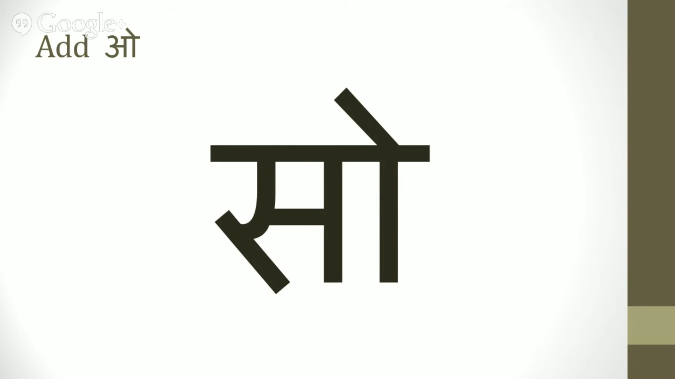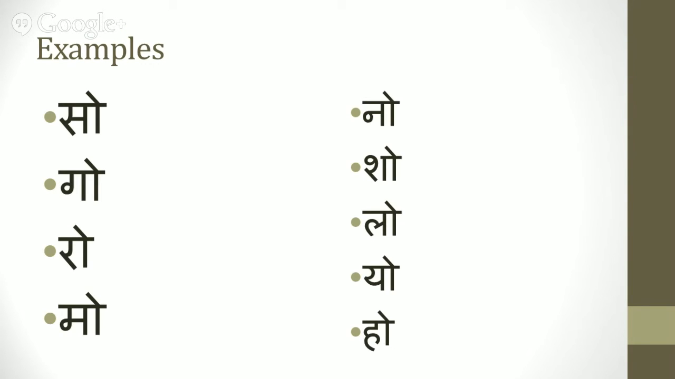So this is pronounced so, because we got rid of a. Now we have a matra there. So it's so. Let's look at some examples. Number 1, so. Number 2, go. Number 3, ro. Number 4, mo. Number 5, no. Yes. Number 6, show. Number 7, low. Number 8, yo. Number 9, ho. Very good.